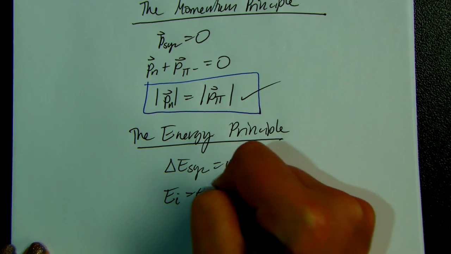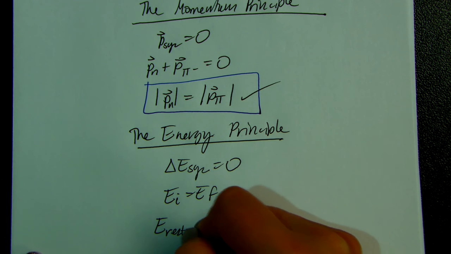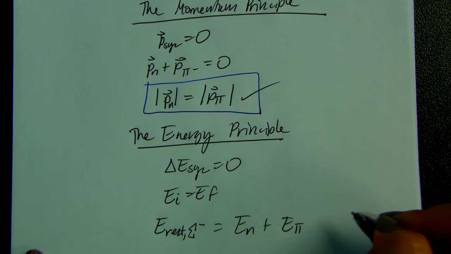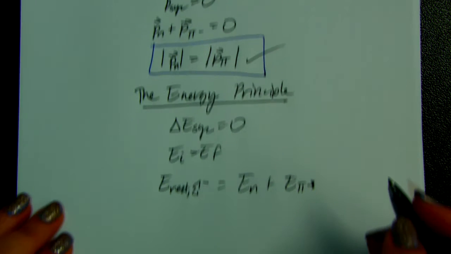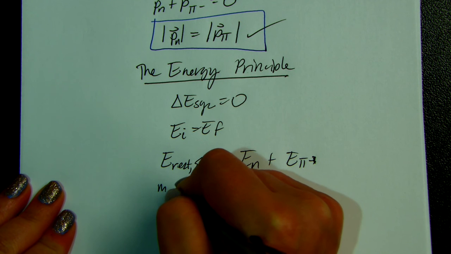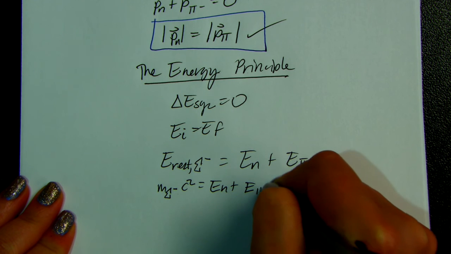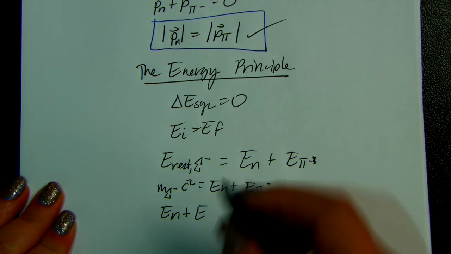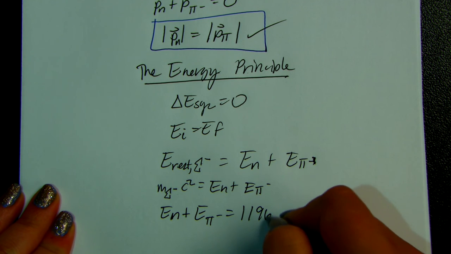So we have energy initial is equal to energy final. It starts at rest, so E rest of sigma minus is equal to the energy of the neutron plus the energy of the pion. We don't know whether or not they're at rest. That's one answer, but that may not be the right one. So from here we have m sigma minus c squared is equal to En plus E pi minus, and En plus E pi minus is equal to 1,196 MeV.